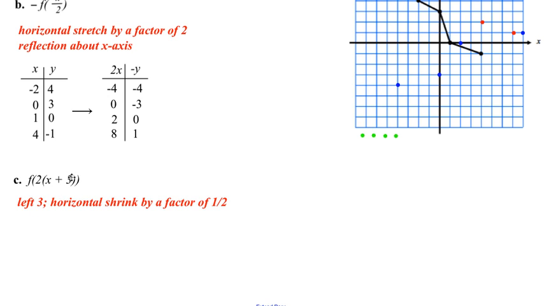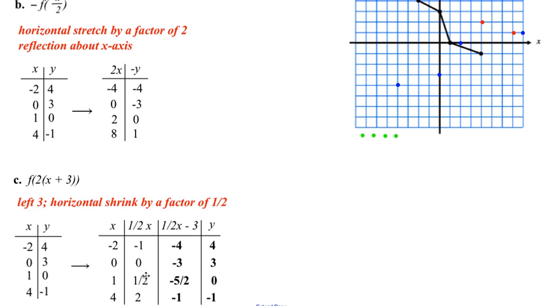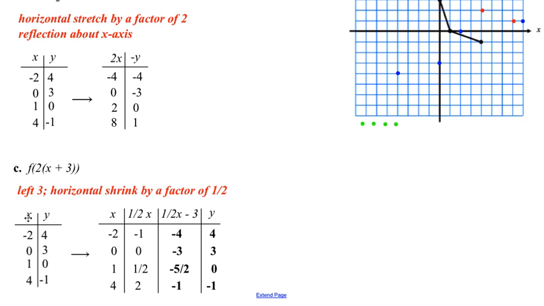So remember I told you we needed to make sure we do our shrinks first, and then we do our translation. So here are our original points. We're going to do the shrink first. So we're going to take half of all of the x variables, and that's in the second column here. I took 1/2 of x. And then from that number I subtracted 3 for the left 3. So here are our new x coordinates. The y coordinates didn't change. So we can go ahead and graph those.